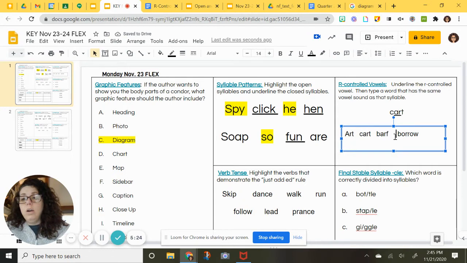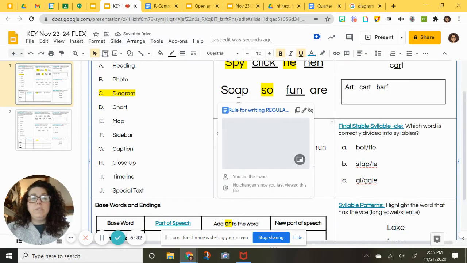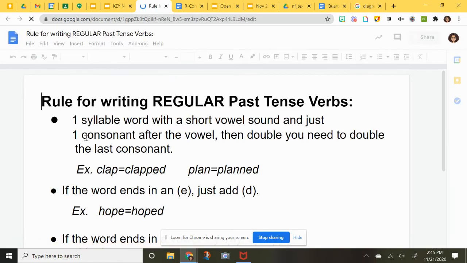Even though it says OR, borrow. That would also count as an R-controlled verb, or syllable. Anywho, moving on. We have verb tenses next. We have the rules helper right here.